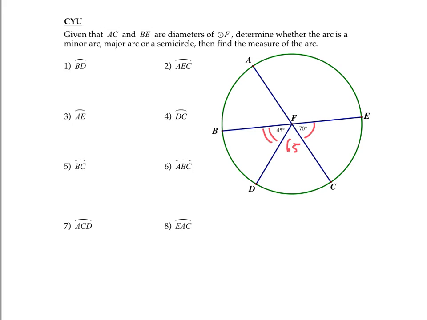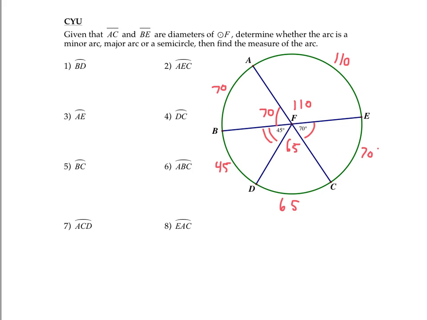So if the central angle here is 70 degrees, the measure of this arc would be 70, because for minor arcs, it's the same as the central angle. This would be 65, this is 45. Okay, these two angles are vertical angles, so they're congruent to each other. So this is 70, and that means that this is going to be 110, because 180 minus 70 is 110. So this arc is 110, this arc is 70 degrees.